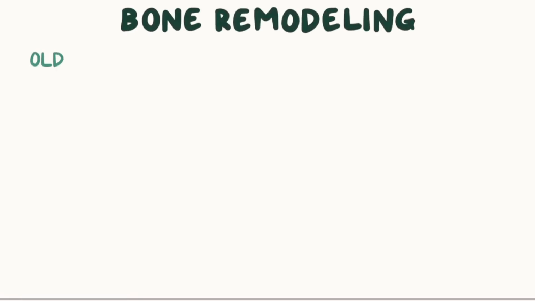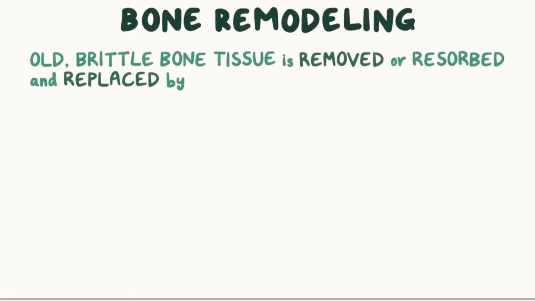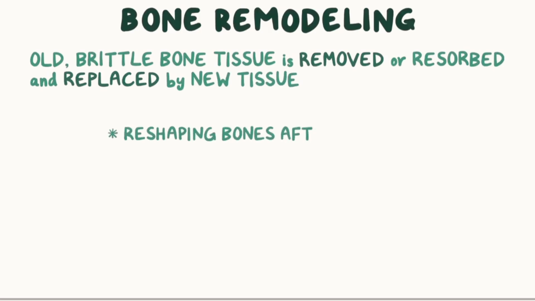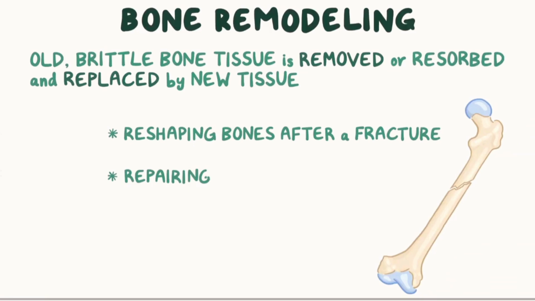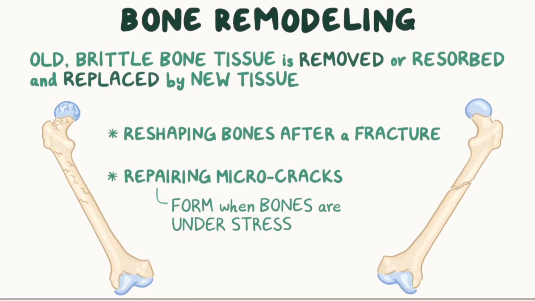Bone remodeling is when old brittle bone tissue is removed or resorbed and gets replaced by new bone tissue. Remodeling also occurs when reshaping your bones after a fracture, or when repairing micro cracks which form during ordinary activities, especially when your bones are under stress, like after lifting heavy weights.